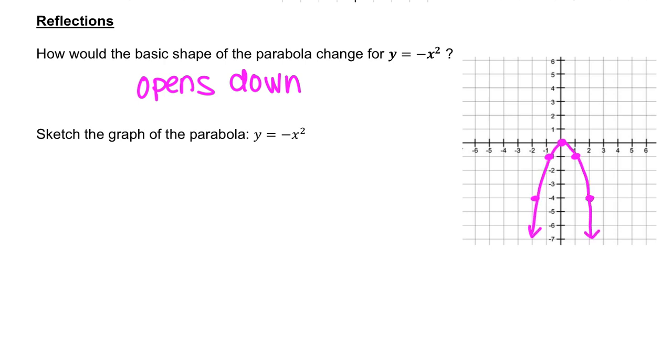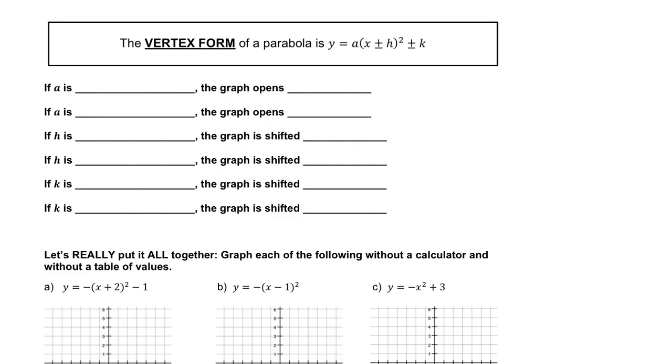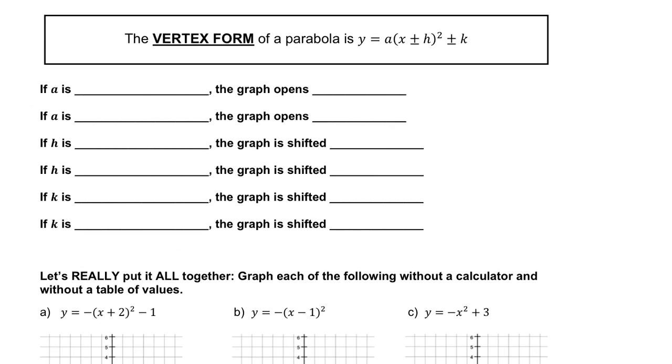Okay, so putting all of this together, we're going to talk about something called vertex form. So that's what we've been working in. Vertex form is this equation here. So it puts the right, left, and the up, down together, and then also the opens up or opens down, okay? So we have this list of things that will help us decipher what's going on in vertex form.